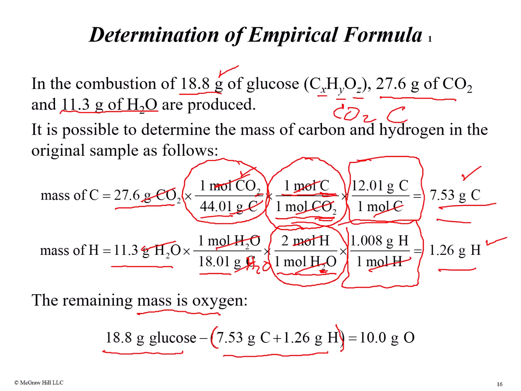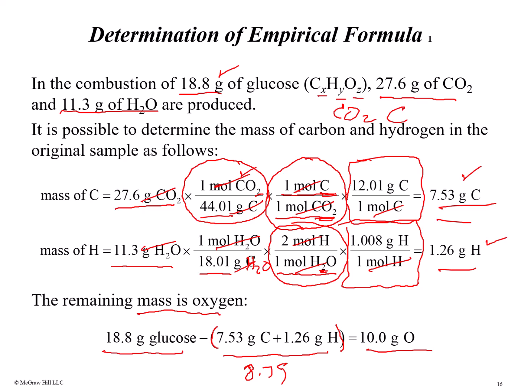So if you have 7.53 and you add to that 1.26, you get 8.79, all right? Which, when we subtract 18.8 minus 8.79 to the tenths place, we get 10.0 grams of oxygen. So now we know the grams of carbon, hydrogen, and oxygen in the compound.